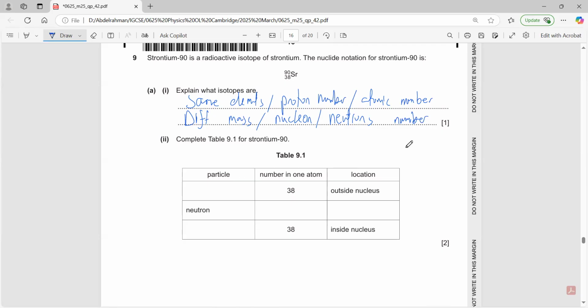Complete table 9.1 for strontium 90 particles. What are the particles outside the nucleus? They are the electrons. Inside the nucleus, they are the protons. How many neutrons do we have? To find the number of neutrons, basically 90 minus 38, which is 52. And they are inside the nucleus.